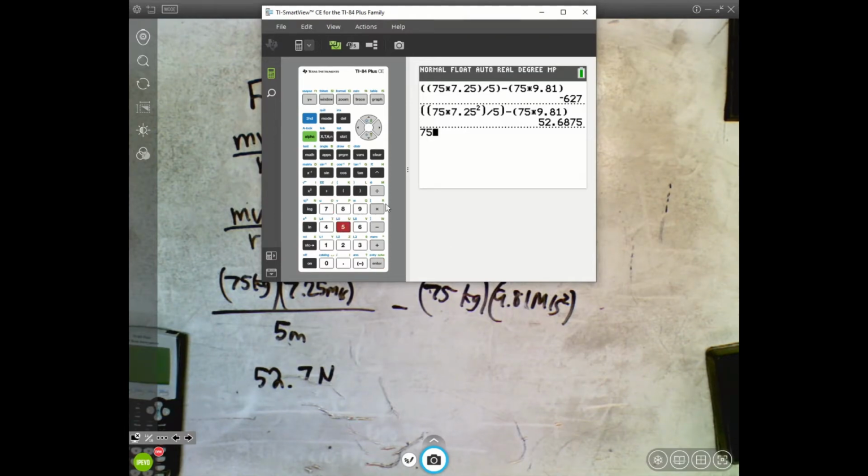And we can find their normal weight. Their normal weight is just going to be mg, so 75 times 9.81. So this is their normal weight. This is their apparent weight. Well, they're going to feel a lot lighter, and they're going to get that butterfly feeling in their stomach while doing this loop-the-loop on this roller coaster.